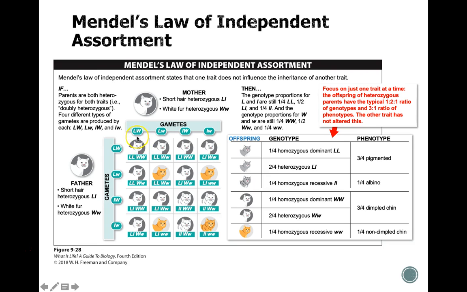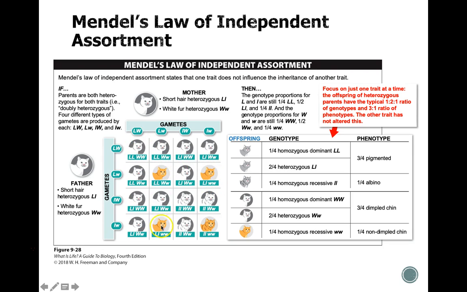So this is an individual who has short fur and white fur. Over here, big L, heterozygous for W, still white with short fur. Down here, we have a typo in our figure. This should be a little w because we've got big L, little w, big L, little w, just like this guy over here, little w, little w.